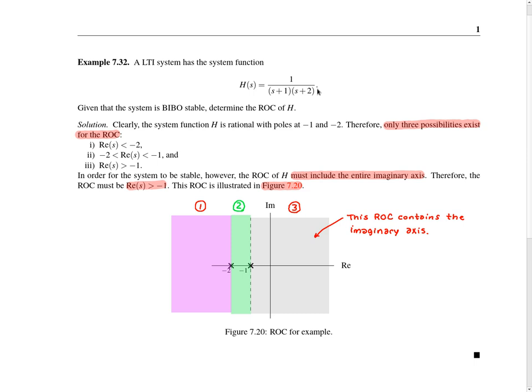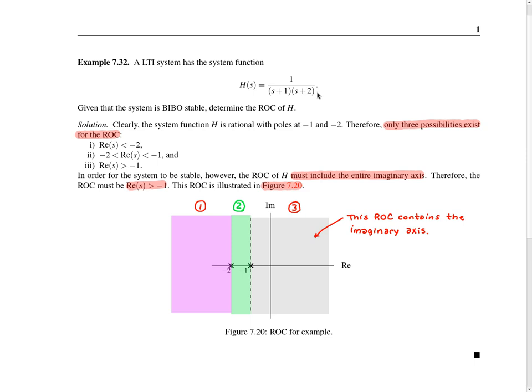Since big H is a rational function, the possible regions of convergence of this function are determined by its poles. Clearly, from the given factorization of big H, in other words, this particular factorization here, this function has poles at -1 and -2.